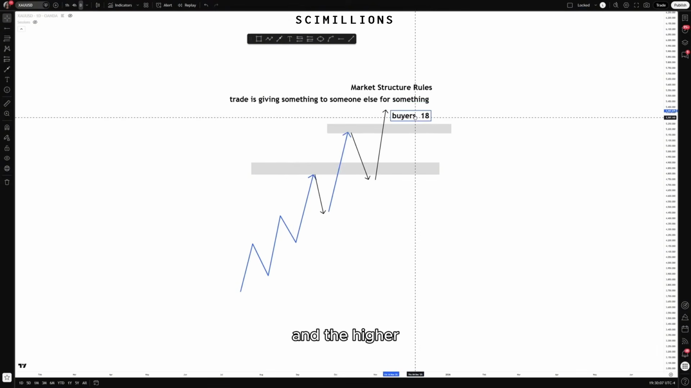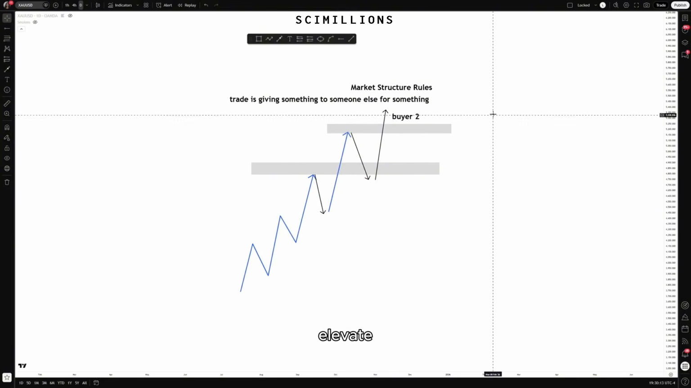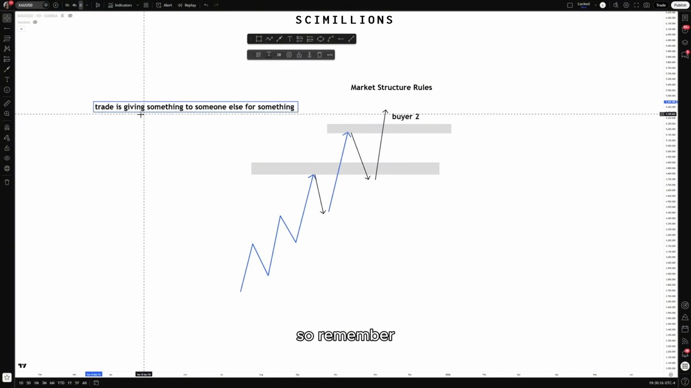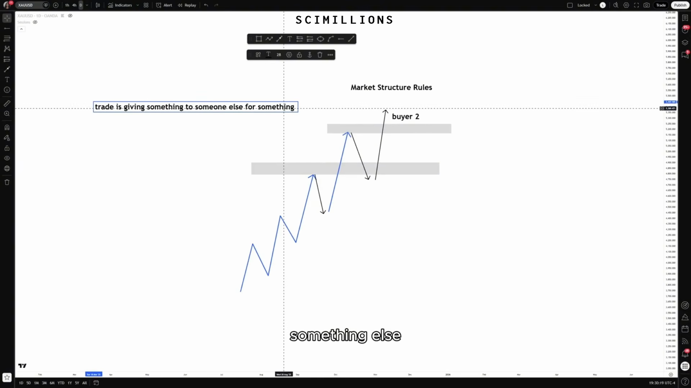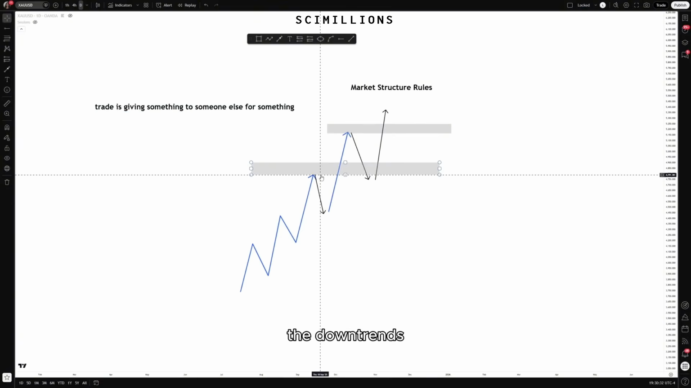That's what the higher highs and the higher lows are coming from. It's all a trend. Everything is a trend. Price is doing the same thing, but it's trying to elevate every single time. It's leveling up every single time. So remember, trading is giving something to someone for something else, right? We're giving our buys to the sellers for a pass through. Vice versa with the downtrends too as well.